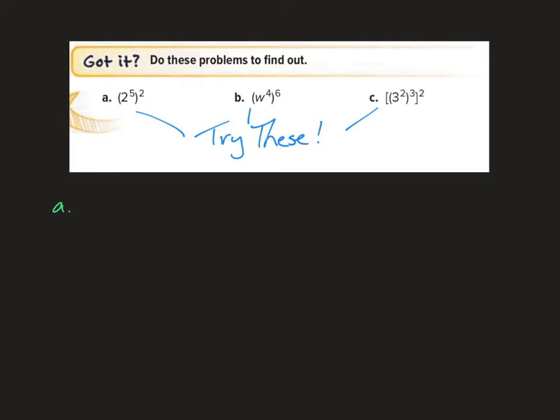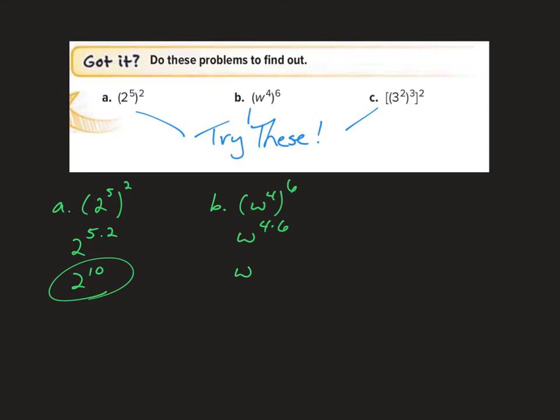So for A, we've got 2 to the 5th squared, which would just become 2 to the 5 times 2, or 2 to the 10th. Final answer. For B, w to the 4th to the 6th would become w to the 4 times 6, or w to the 24th.